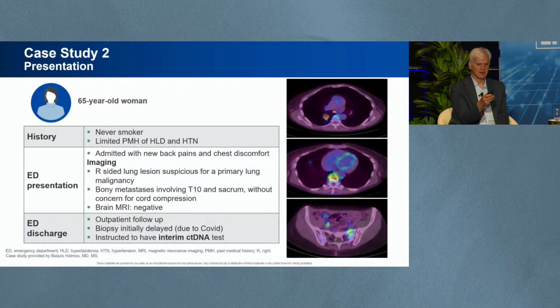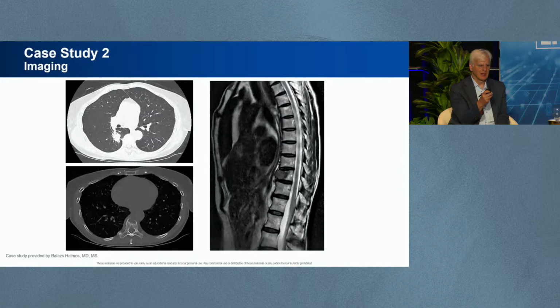Turned out that as she was being evaluated, she developed COVID after being in the emergency room. So actually her biopsy had to be delayed. And I brought her in just for a ctDNA test to try to expedite the completion of her molecular testing, because she was a never smoker, and our feeling was that there was a very high chance of a molecular actionable alteration. Here you can see some more of the imaging findings, with the destructive thoracic spine lesion, as well as the right-sided lung lesion that seemed to be the site of the primary.